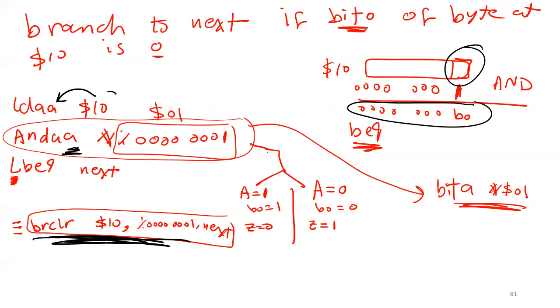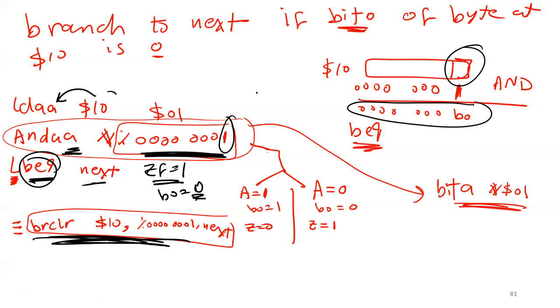I'm going to do the AND operation with this number, guys: 1, 0, 0, 0, 0, 0. And then if equal, go to next, because if it is equal, that means the 0 flag is 1, and the 0 flag is 1 if bit 0 is 0. So here you are going to branch if this bit is 0. If I want to branch if this bit is 0, I'm going to say branch if equal. If you want to branch if this bit is 1, I'm going to use branch if not equal.